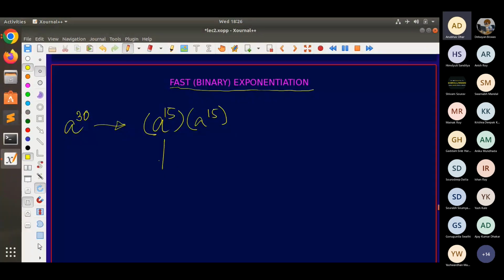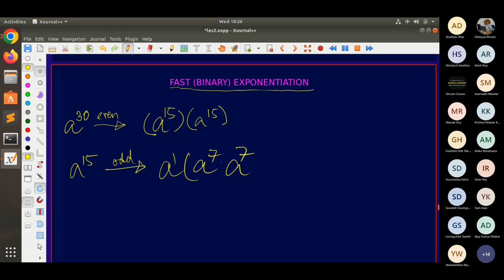So similarly, this is for even numbers, and for odd numbers like e to the 15, let's write it separately. You can do something like e to the power 7. Yes, that's exactly what we can do.